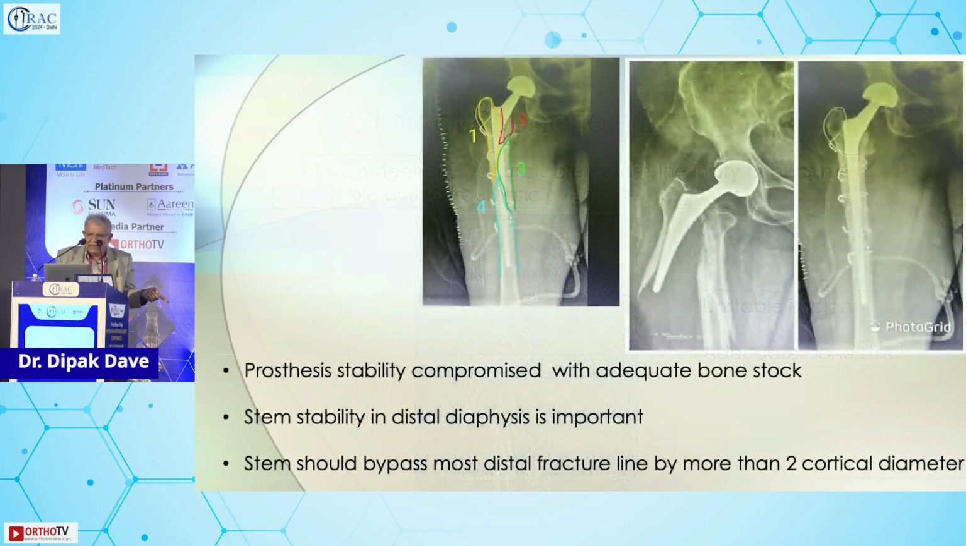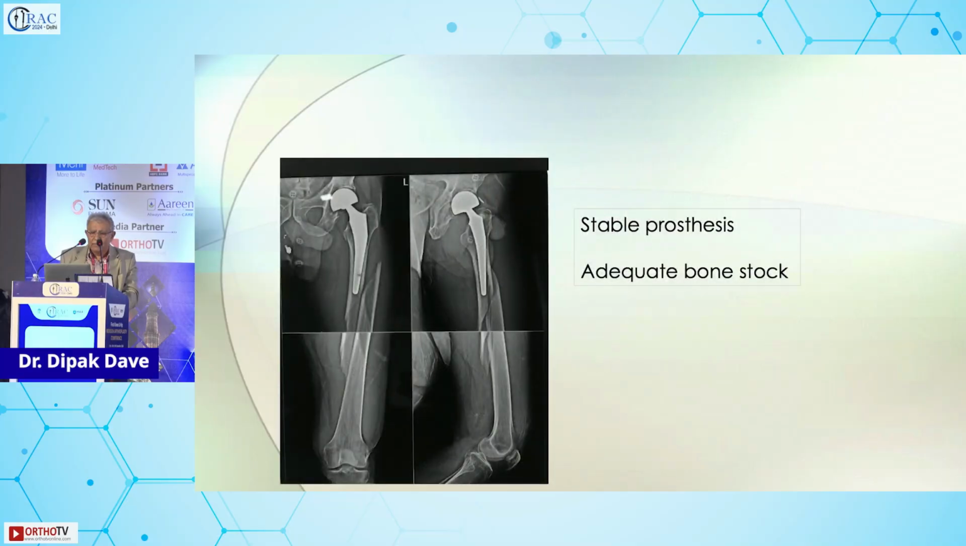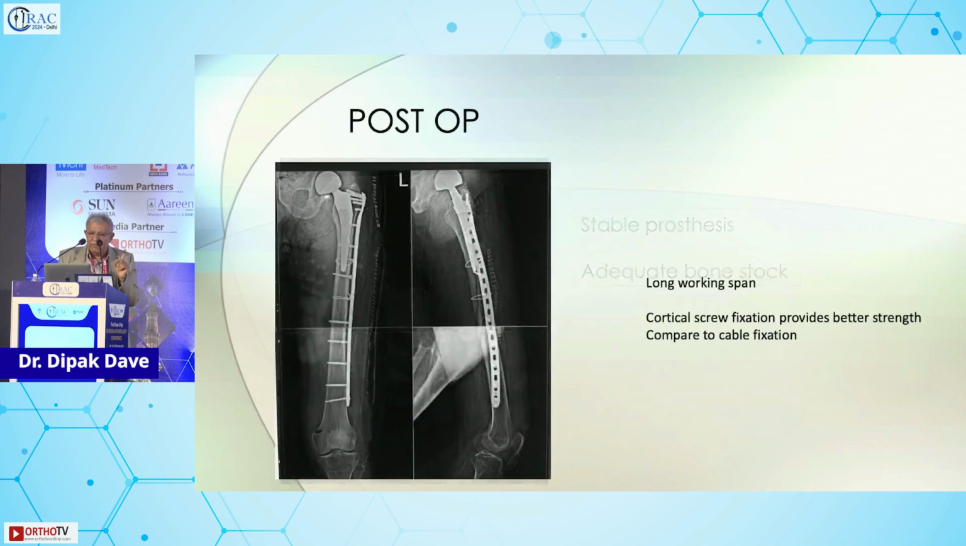So it has been revised, and your distal stem has to be 2 cortical diameter distal to the fracture. So this is how it has been done with multiple K wires. Again, a monoblock stem has been used. Second case, adequate bone stock, and the implant is stable. Here it has been fixed. Now this has been fixed very well because they have used bicortical screws or screws in the proximal part. Only tension band wire, cerclage wire in the proximal part is not a good idea to do.